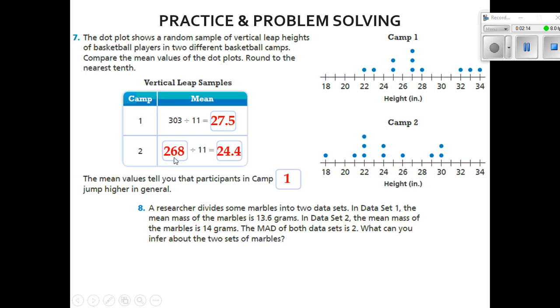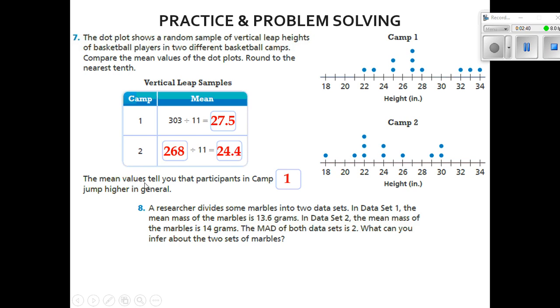27.5. Like that, we also would take camp 2 and add these up. That'd be 18 plus 21, and we'd have 22 multiplied by 3 and add it to that, and 24 multiplied by 2 and add it to that, and so on. We would get 268 for the total, and we divide it by the number of dots there are, which is 11 again. That would give us 24.4.